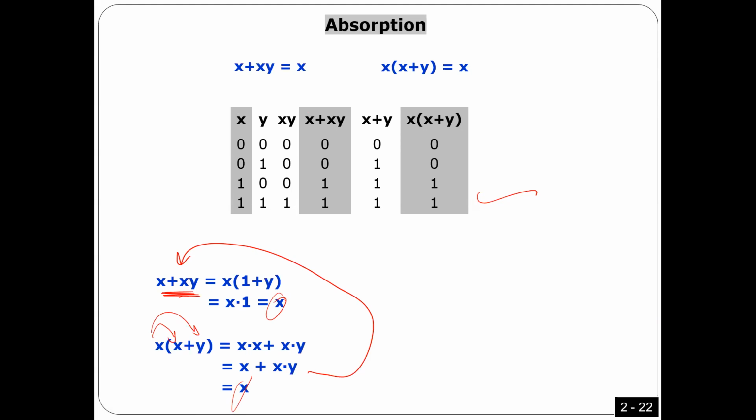So again, similar to what you did in the normal algebra, number one, you have to understand the theorem. Number two, you have to use them. Okay.